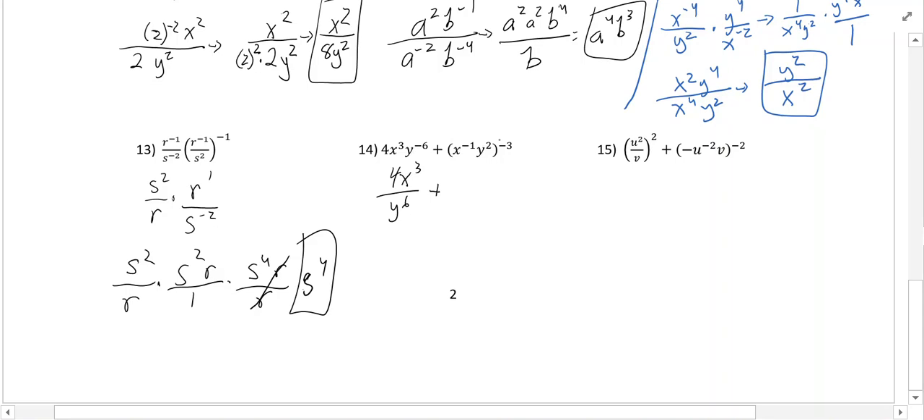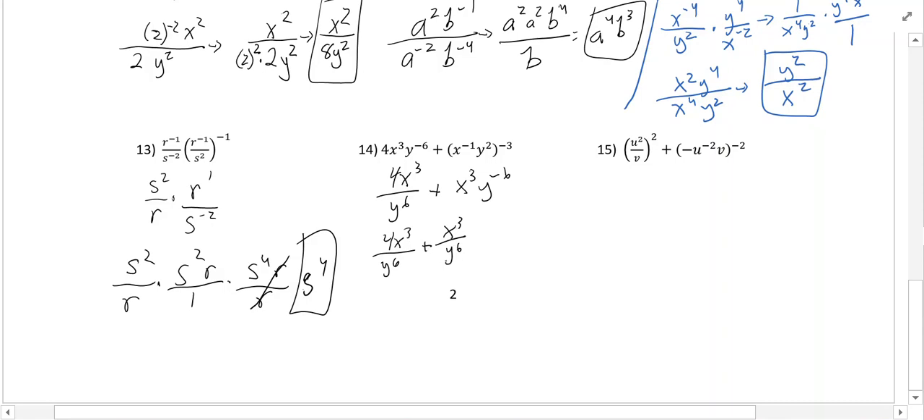And then here, again, I'm going to distribute the exponent. So I'm going to get x to the 3rd over y, or times y to the negative 6th. And so then to make this exponent positive, I need to bring it to the denominator. So I'm going to rewrite this first term. So 4x to the 3rd over y to the 6th plus x to the 3rd over y to the 6th.